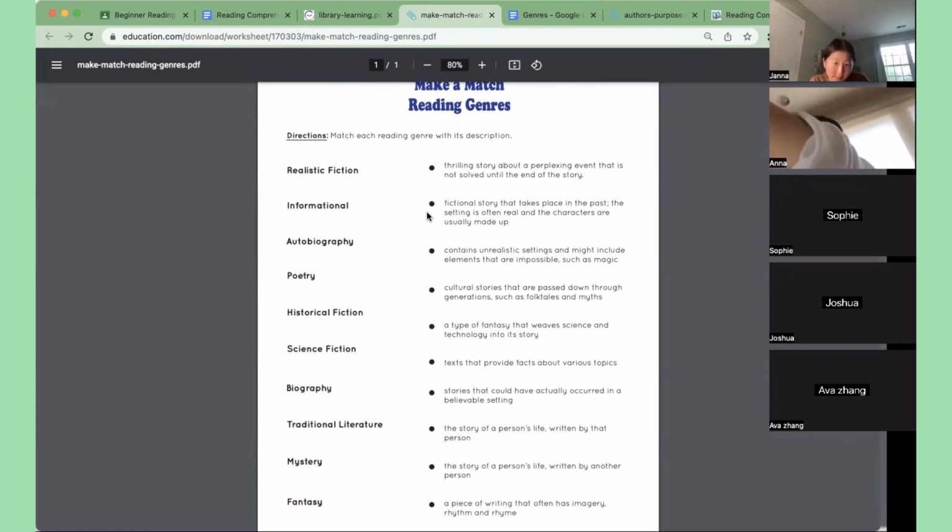Okay, next, science fiction. Do you know which one that is? I do. Science fiction is the type of fantasy that weaves science and technology into its story. Yeah, so it's kind of in the name. It uses science, like aliens. It's kind of like science, but it's fiction. So it's usually in the future or a society that's not ours, and it usually incorporates science into that.